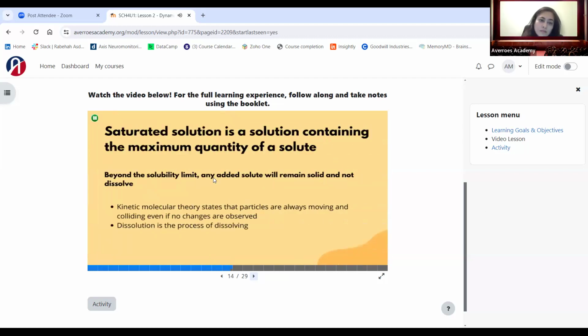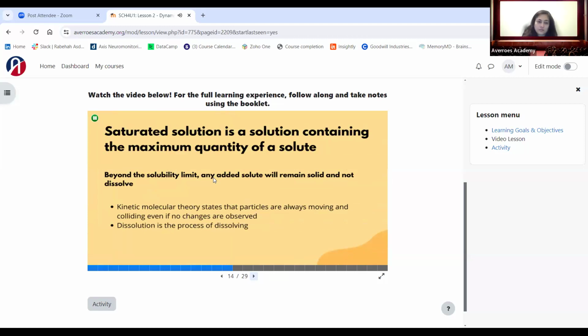And we can refer to a solution as a saturated solution when it contains the maximum quantity of a solute, right? So beyond that solubility limit, any added solute will remain solid and not dissolved because we're at our max solubility limit. So the maximum amount of solute that can dissolve has dissolved.